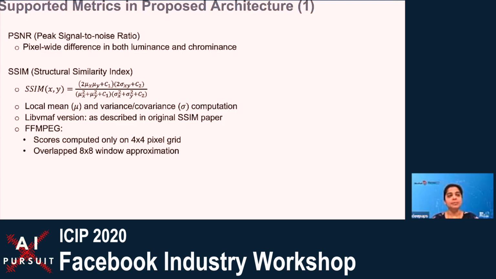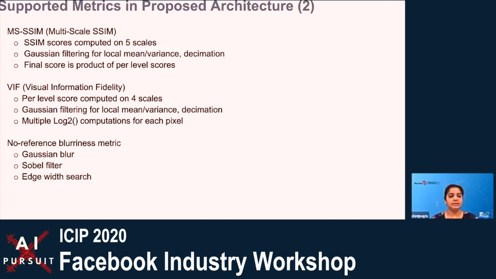Here are some of the most commonly used full reference metrics supported by the hardware. The first one is the PSNR, or the peak signal to noise ratio, which computes the pixel-wise difference in luminance and chrominance components. The second is the structural similarity index. Here we support two versions of the algorithm. One is the libvmaf version, which is same as the original paper. And the second is the FFmpeg version, which is an approximation using the overlap 8x8 window algorithm. Next slide, please.